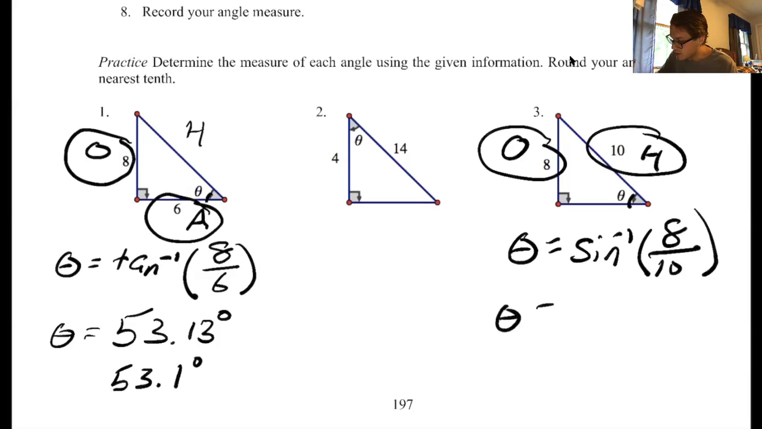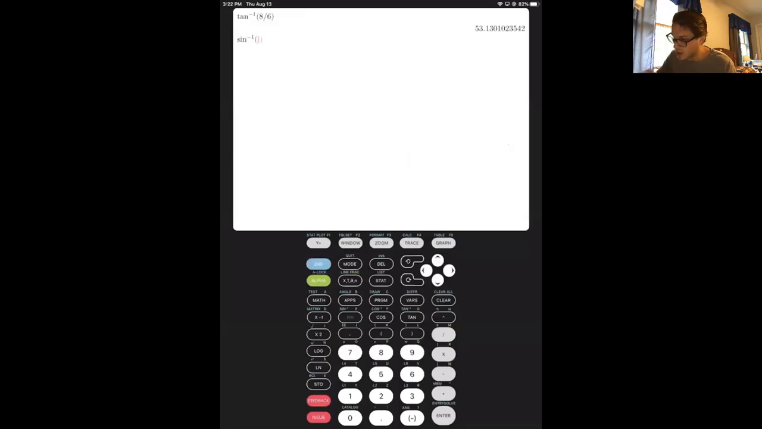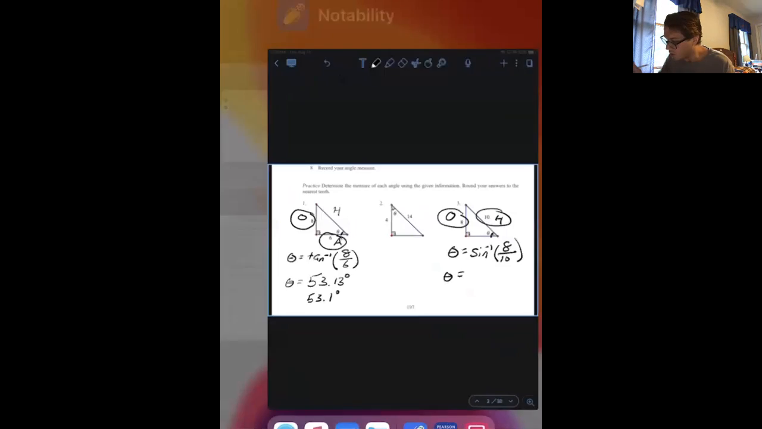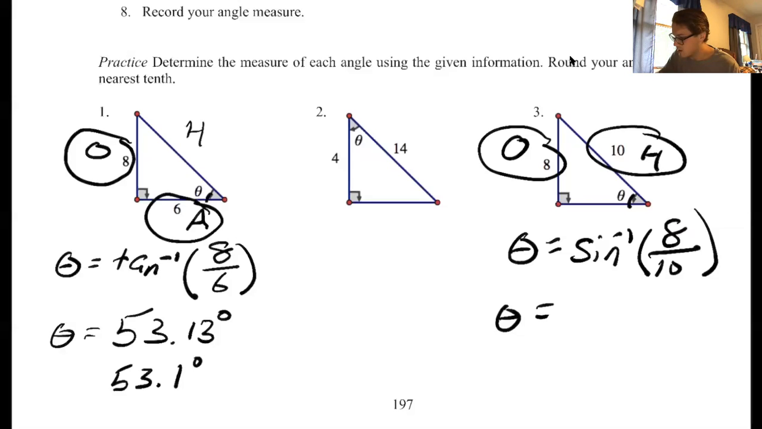And I plug this value into my calculator. I get theta equals second sine inverse of 8/10, which is also 53.13. Or just rounding to one place, 53.1 degrees. So those are actually the same triangle in this case. Those are a special right triangle.